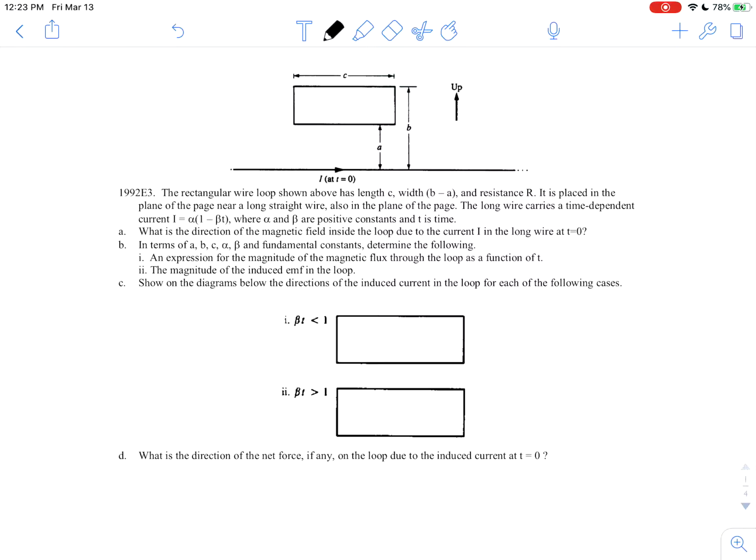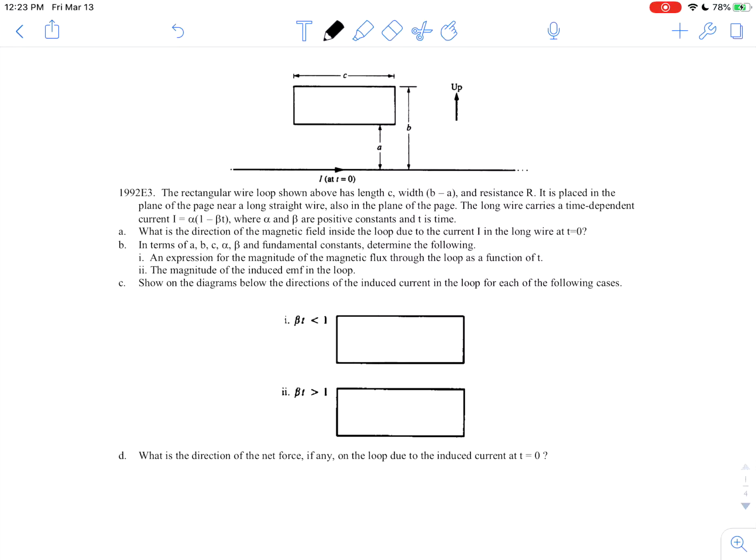Okay, so we have a problem here where we have to do a couple of things. One of those is find the magnetic flux through that loop of wire. And we also eventually have to figure out, using Faraday's law, the induced EMF and the induced current through the wire.